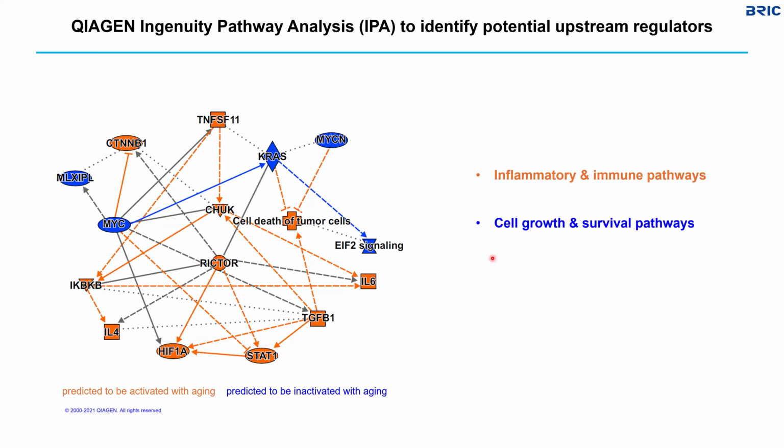So two of the more interesting things that I saw from the upstream regulator analysis were HIF-1 alpha and beta-catenin and Wnt signaling pathways. So we focused on HIF-1 alpha and Wnt to see if we can pharmacologically manipulate these pathways and see if we can change the behavior of OPCs in vitro.